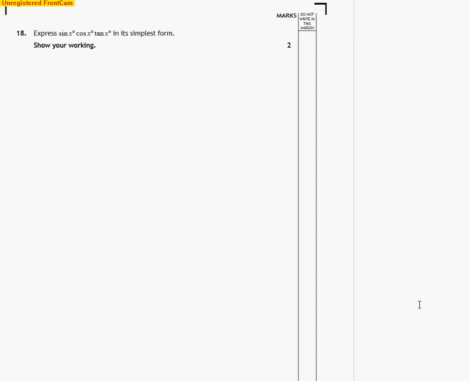Okay, trig identities. So there's only two things you really have to remember for this. When you start on trig identities, the minute you see these, I would always just write down at the side: sine x divided by cos x is equal to tan x. Okay, that's one thing you want to remember. And the other one is that sine squared x plus cos squared x is equal to 1. These are the only two identities in National 5 that you really have to know.